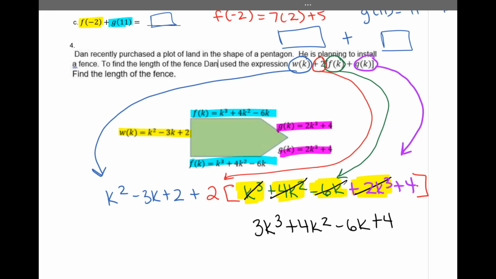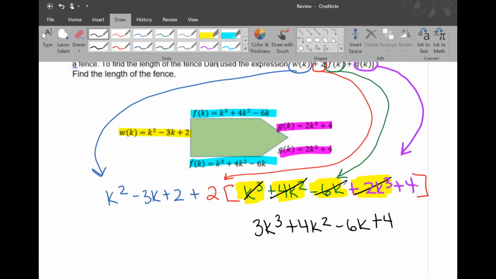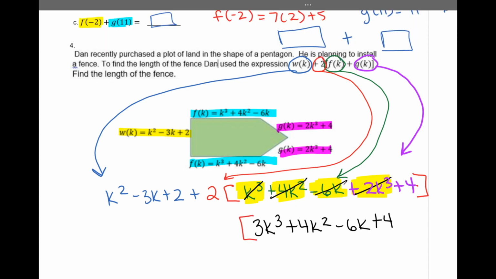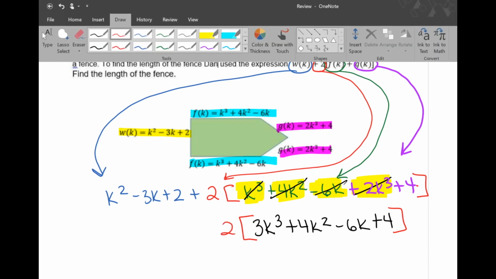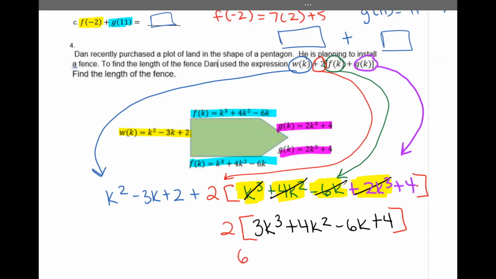Okay. Well, what's it want us to do with these numbers? Well, it wants us to multiply them by 2. So the red section says multiply by 2. So that's what we're going to do. We're going to take 2 and we're going to multiply all these numbers in the bracket. 2 times 3 is 6k to the third. 2 times 4 is 8k squared. 2 times negative 6 is negative 12k. And 2 times 4 is 8.